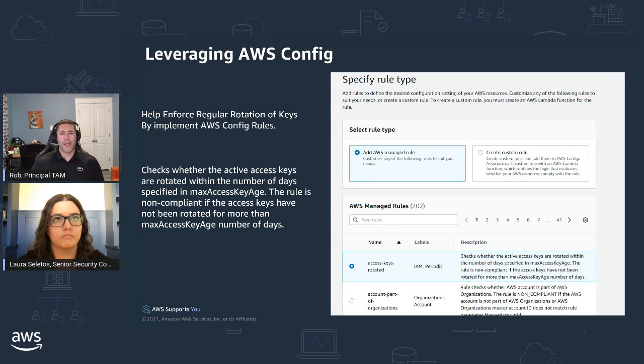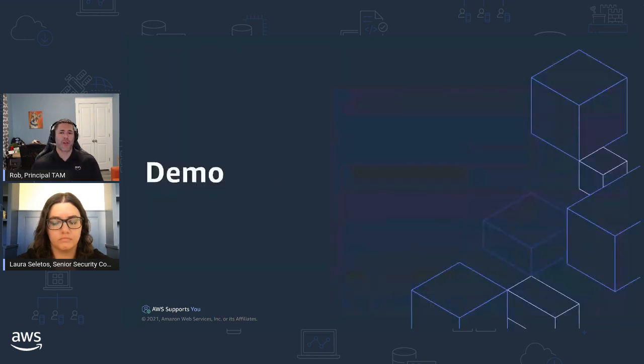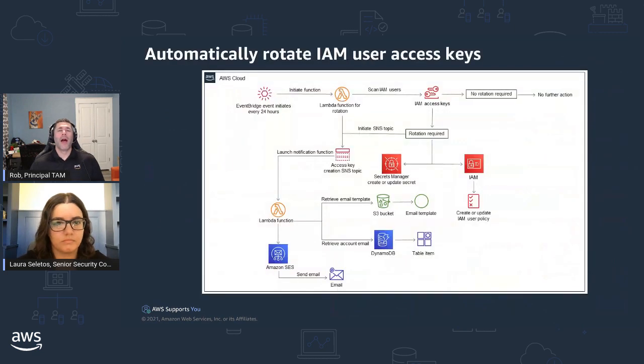All right. So we were just discussing a little bit about Config. And so that is one option that you have in order to be able to keep track of those resources, get notifications if they're past whatever you set as your max access key age within this Config rule, and deploy that into your account. I'm going to turn it over to Laura, though, to cover what we have as a solution to be able to automatically rotate IAM users and access keys, leveraging an AWS prescriptive solution.